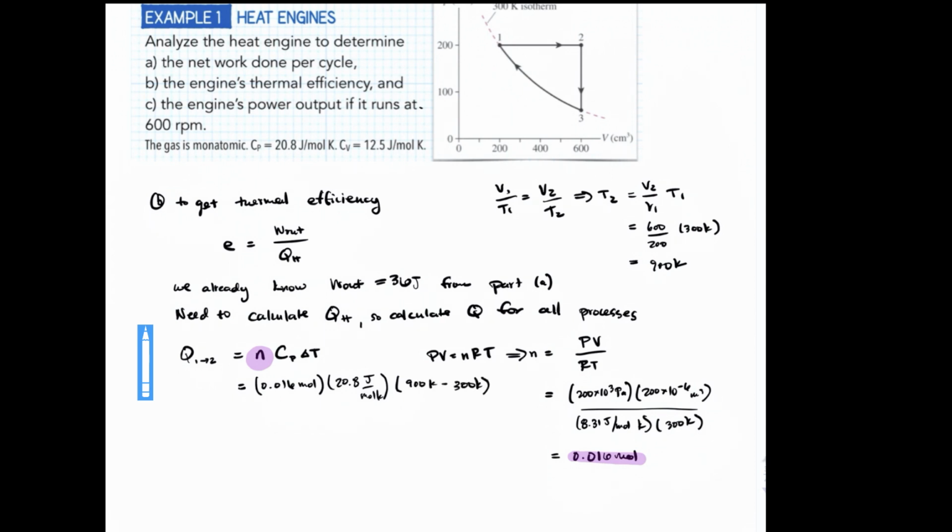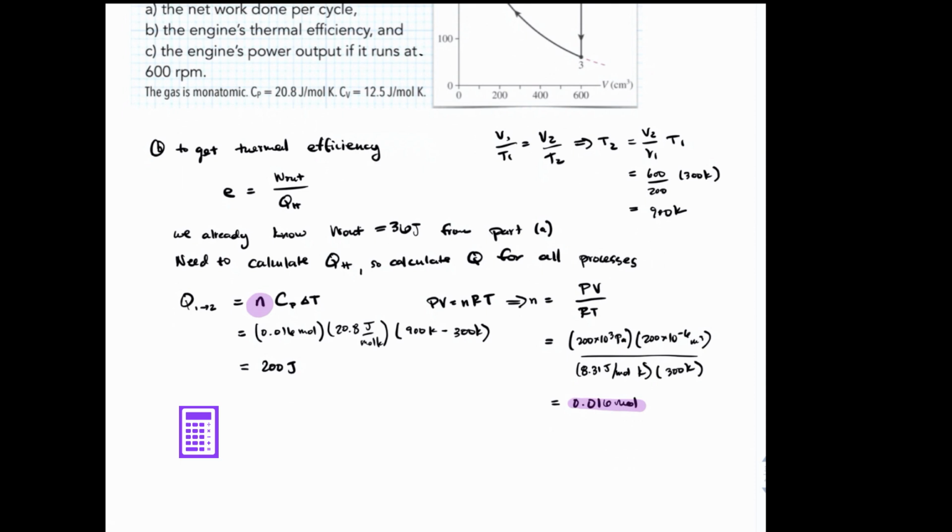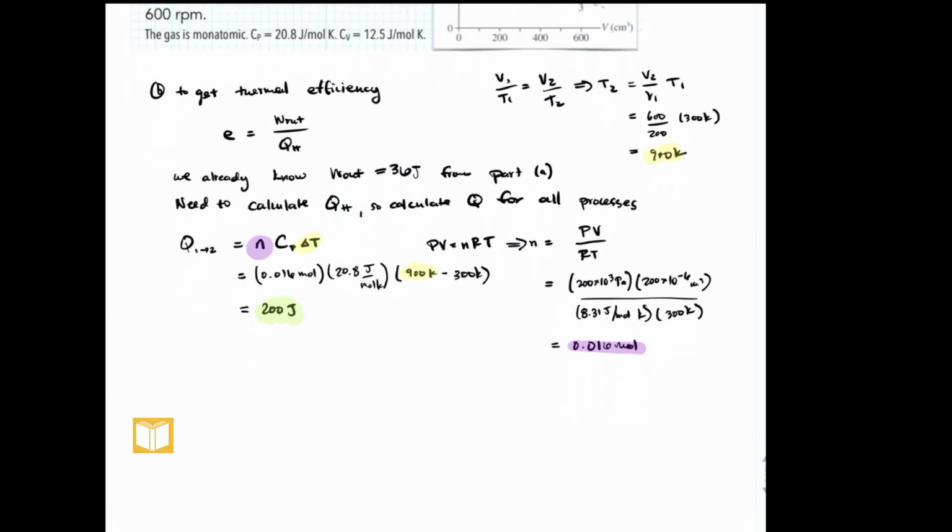So our change in temperature is 900 kelvins minus 300 kelvins. This gives us 200 joules. You'll notice this is positive, and that becomes pretty obvious because of the way we're subtracting temperature. The final temperature is bigger than the initial temperature. That means heat is going into the system.